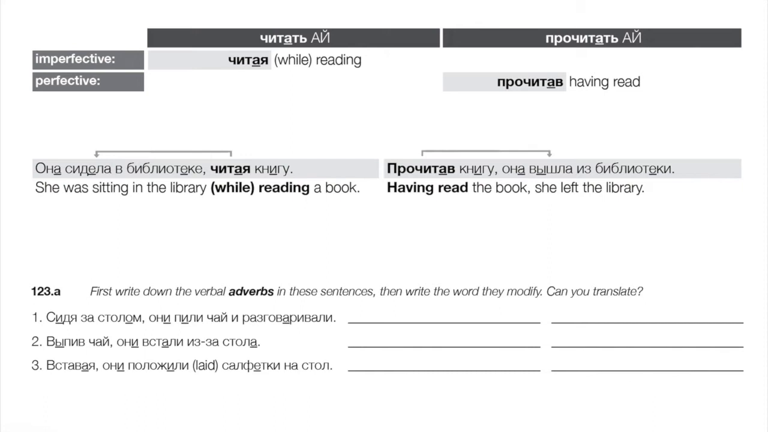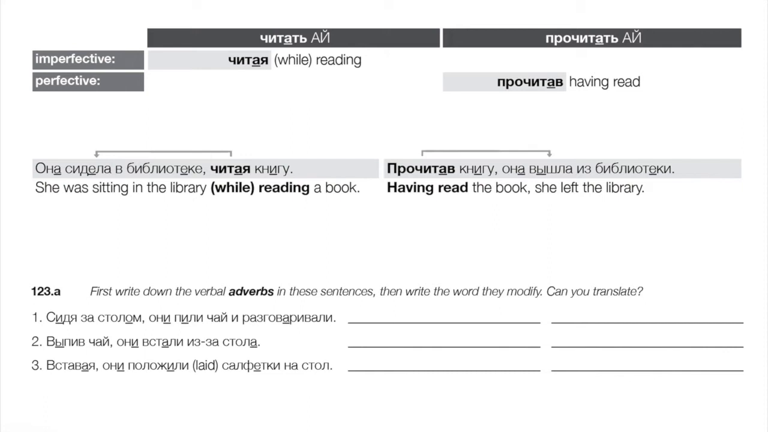Сидя за столом, они пили чай и разговаривали. Okay, we see our main verbs here, past tense. Они пили чай, разговаривали. They were drinking tea and conversing, talking. Okay, how are they doing those things? Сидя за столом, while sitting at the table, literally behind the table. So сидя, from сидеть, that's our verbal adverb. It's imperfective, and it's modifying пили and разговаривали, our compound verb there. So again, while sitting.